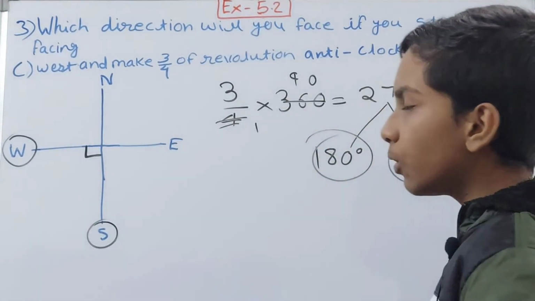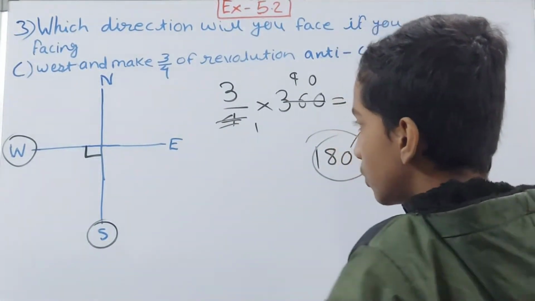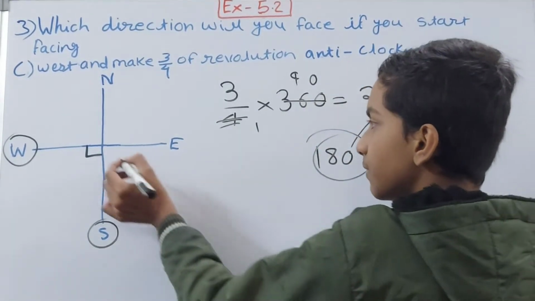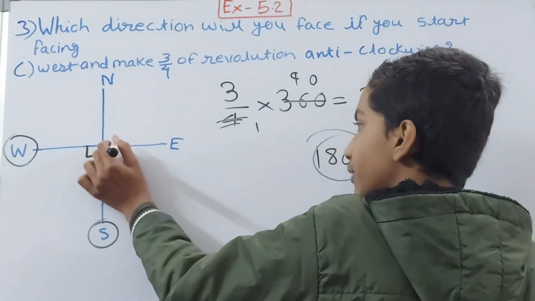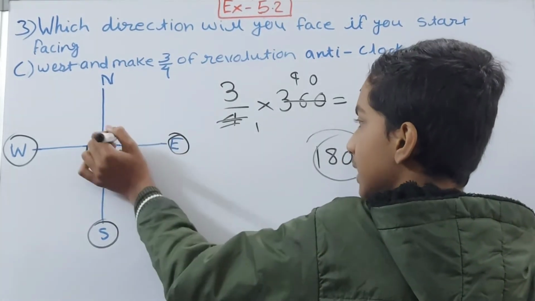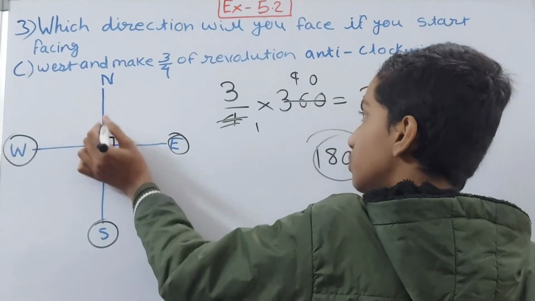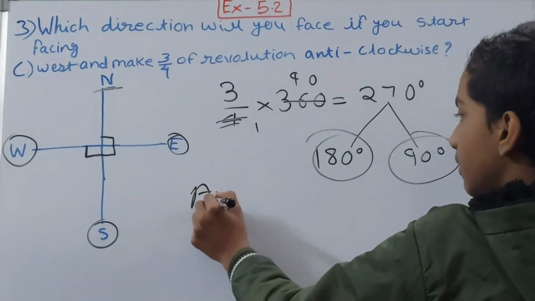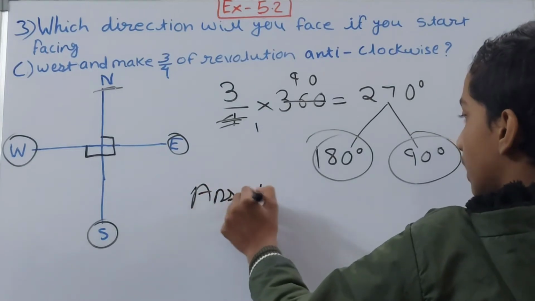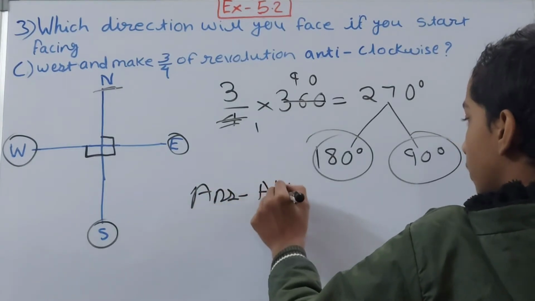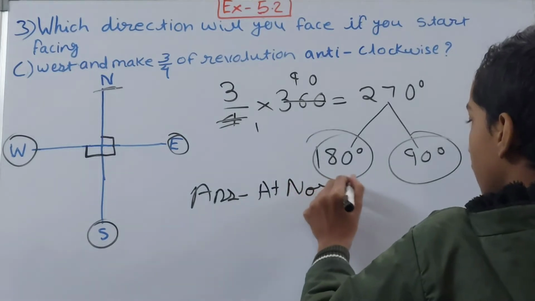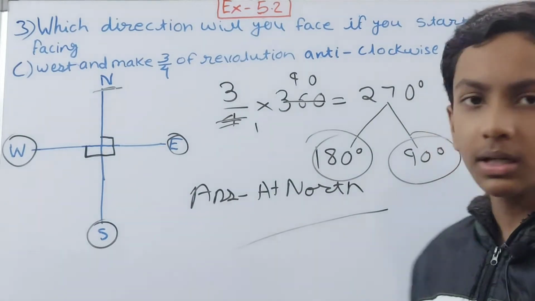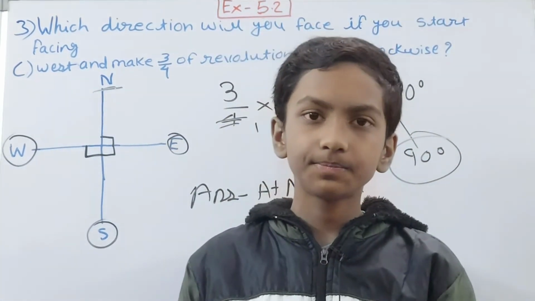Now you need to go 180 degrees more from south. So 180 degrees is what? 2 right angles. 2 right angles are of 90 degrees each. So one right angle will give us east and the second right angle will take you to north, right? So you will land at north. So you will be facing north. So the answer is north, right? So you will face north if you stand or face west and make 3/4 of a revolution.